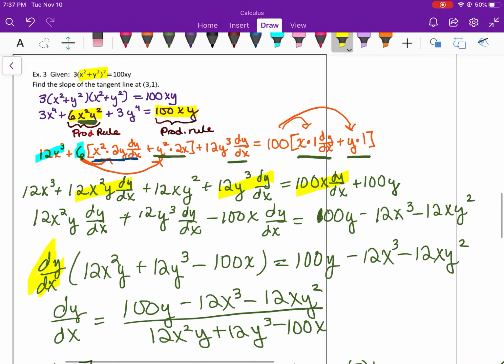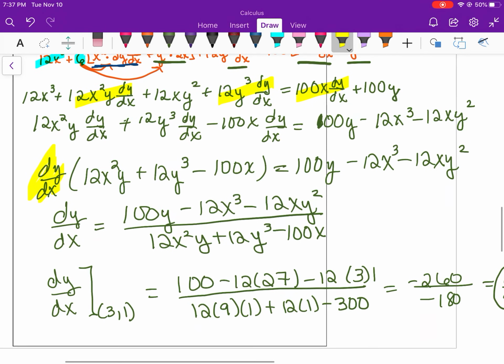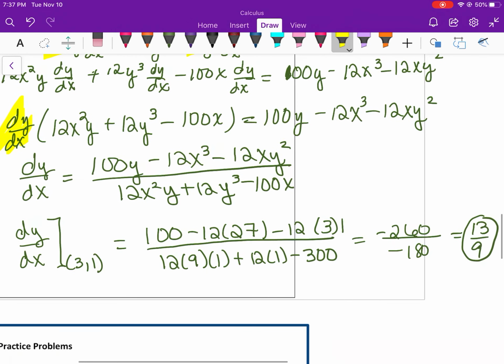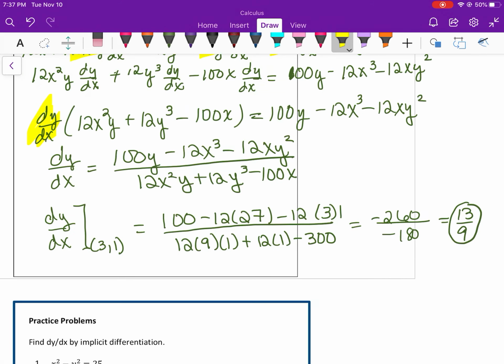Now, it says that we're going to find the slope only of the tangent line at (3, 1). So once I was to this point, I plugged in the ordered pair (3, 1) for x and for y, and worked it out till I got 13 over 9.